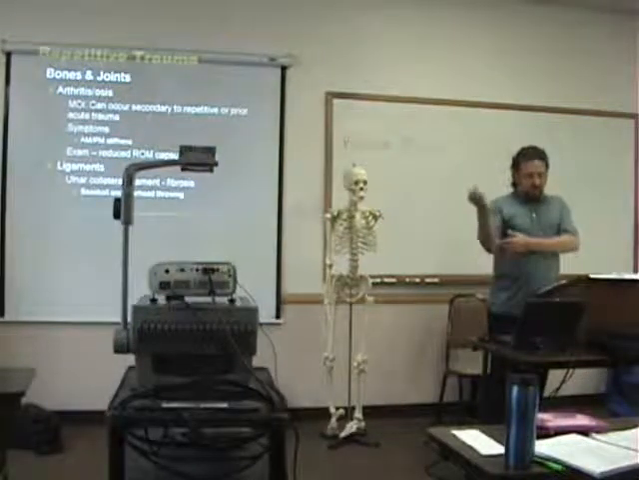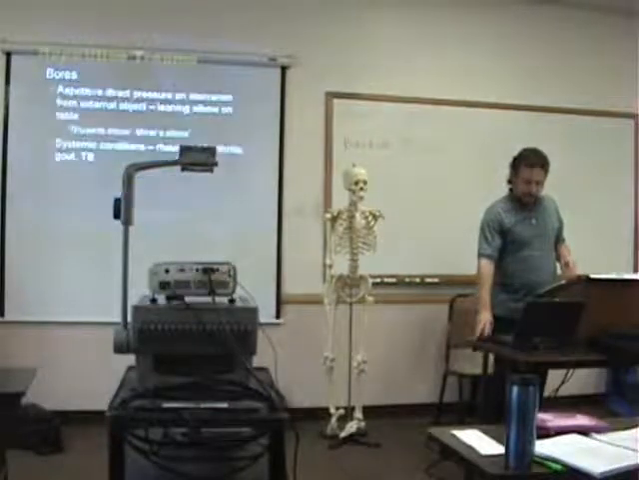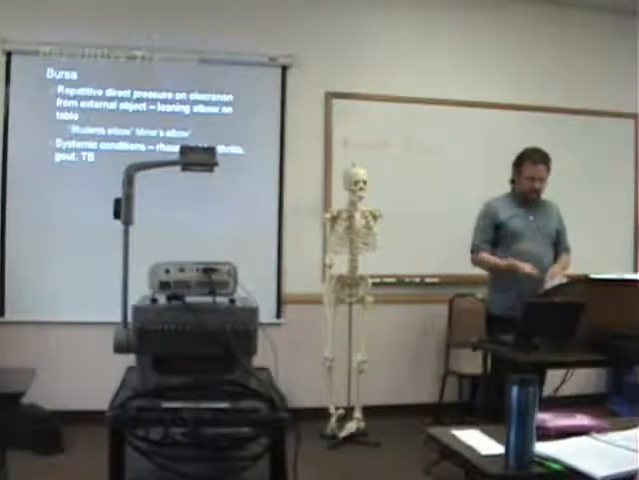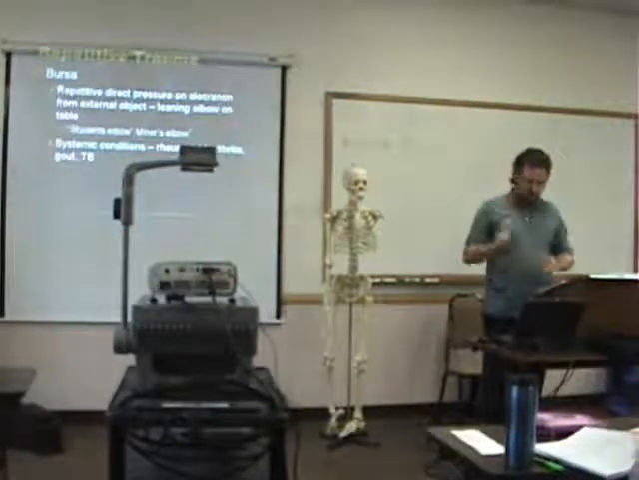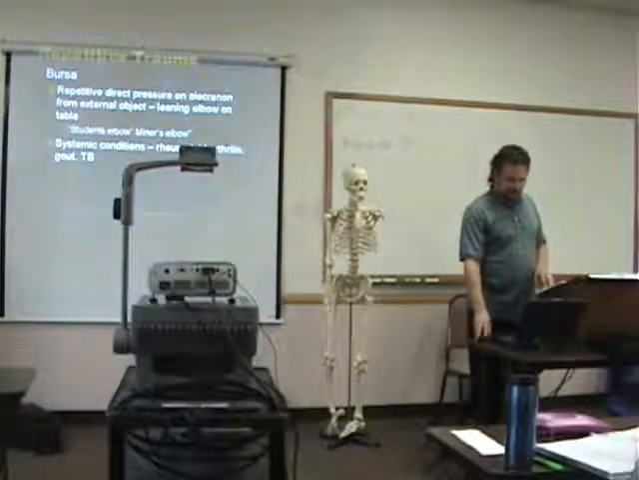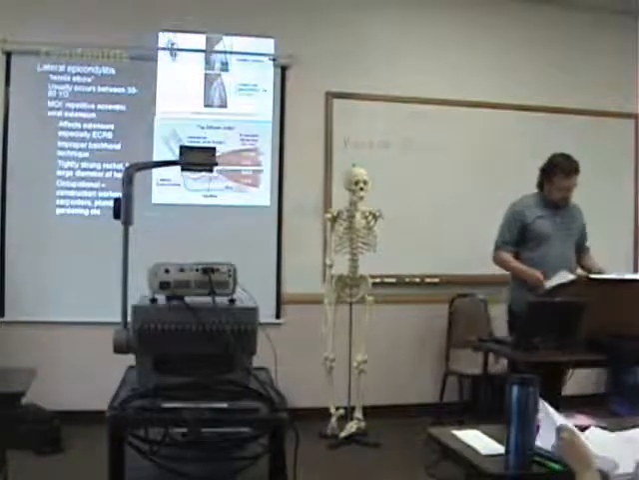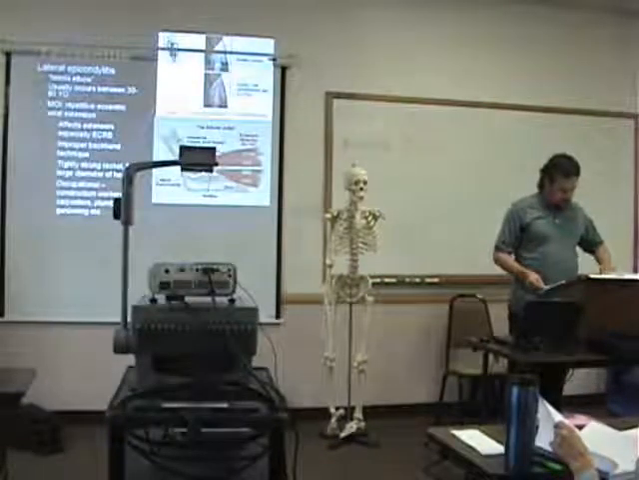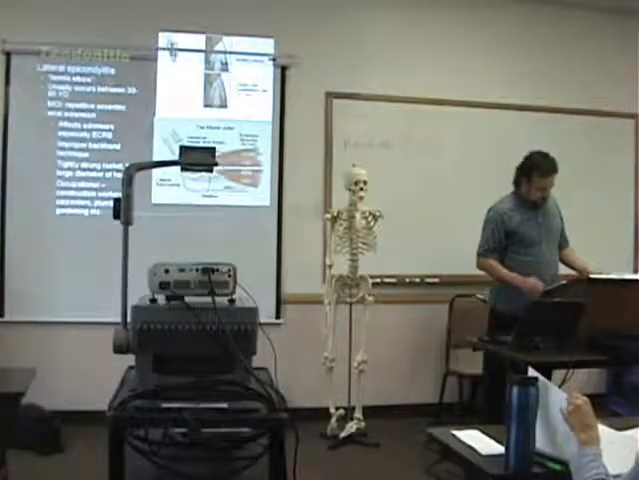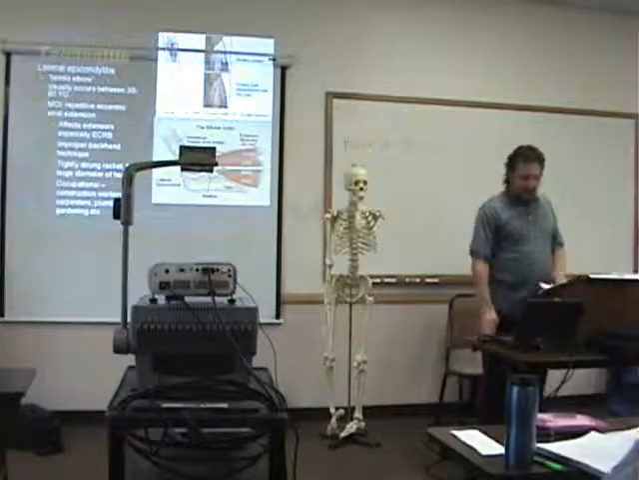And then you can get, from overuse, fibrosis of the ulnar collateral ligament like we talked about. And again, the bursa can be affected by repetitive, direct pressure on that elbow. And then rheumatoid arthritis, gout, tuberculosis, different things can have deposits in that area. All right, so now we get into tennis elbow.